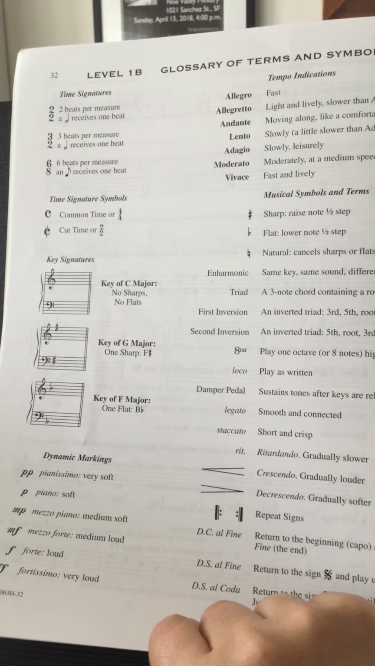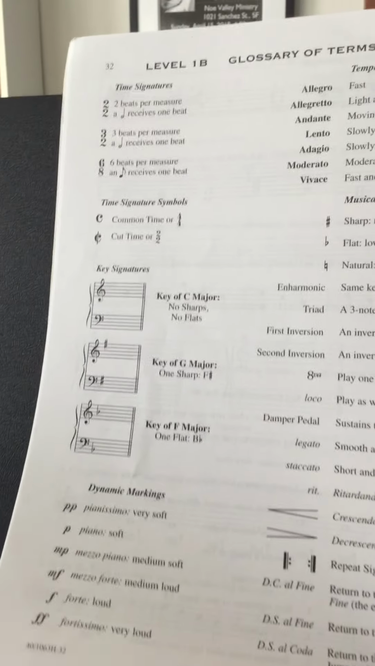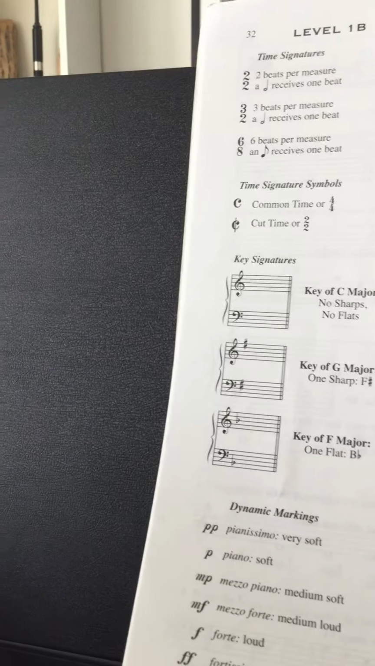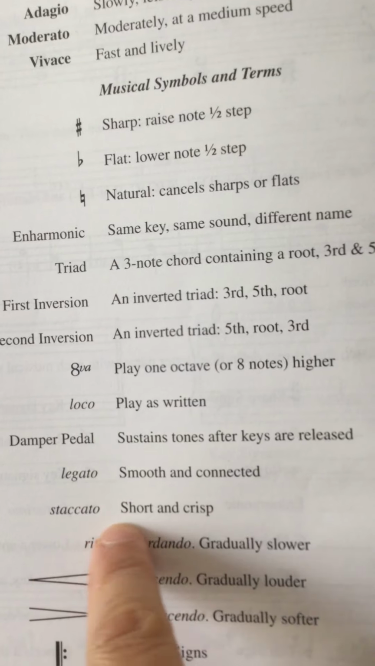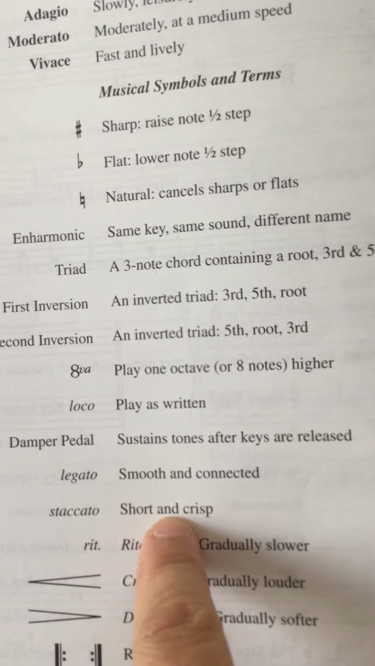There's a glossary here, right? This is just inside the back cover. So if you want to look for some of these things, they are here. Okay, so looking over here, legato is smooth and connected. Staccato is that short and crisp when you have those little dots. So some of these terms will be here. Not all of them, but some of them. All right, so let's back up to page 5 again.